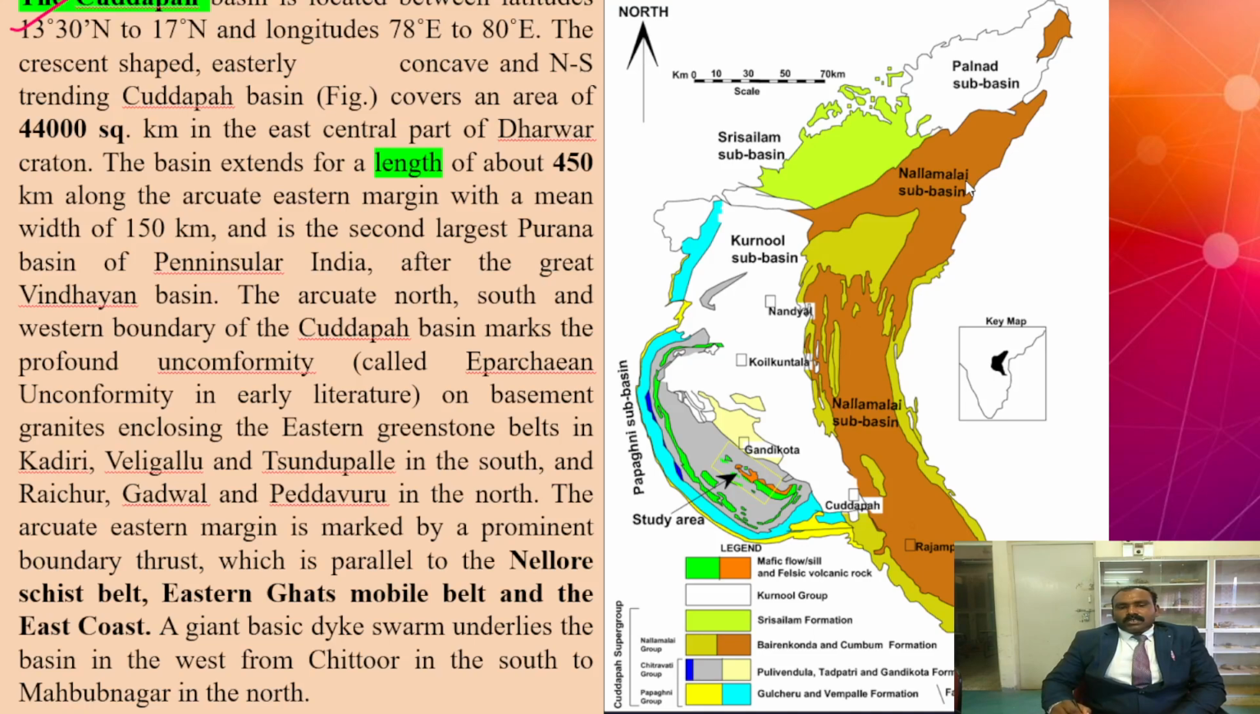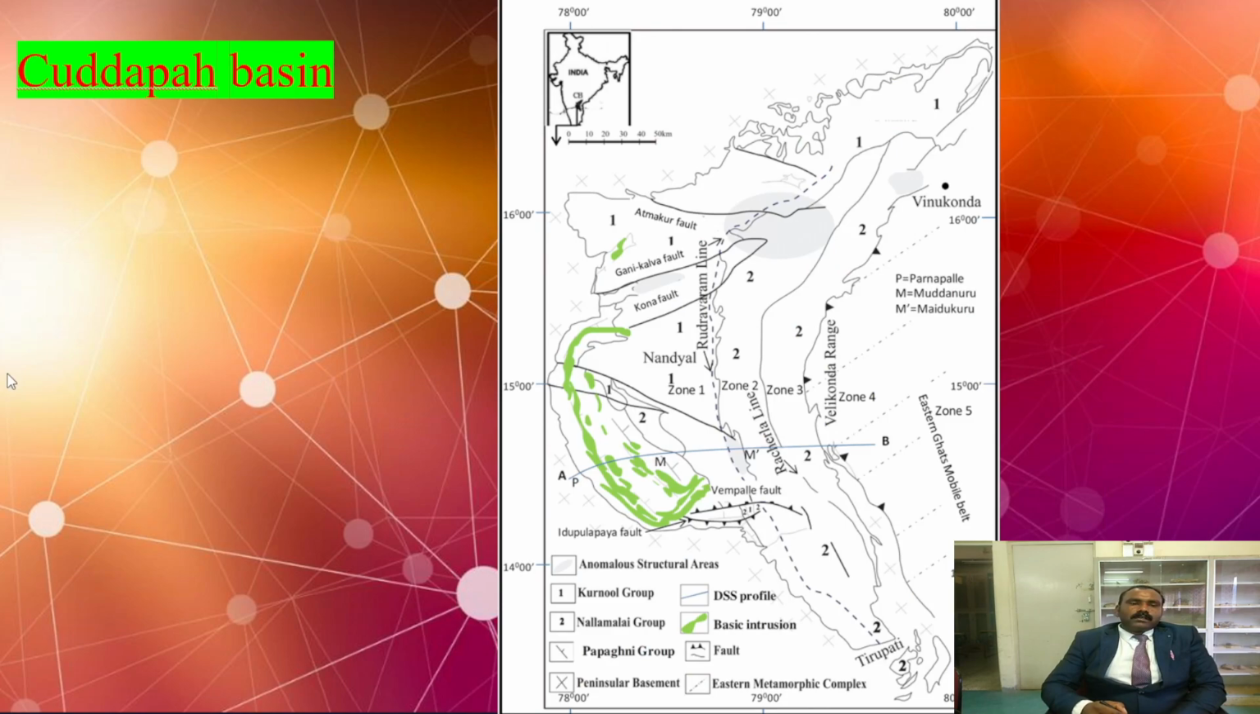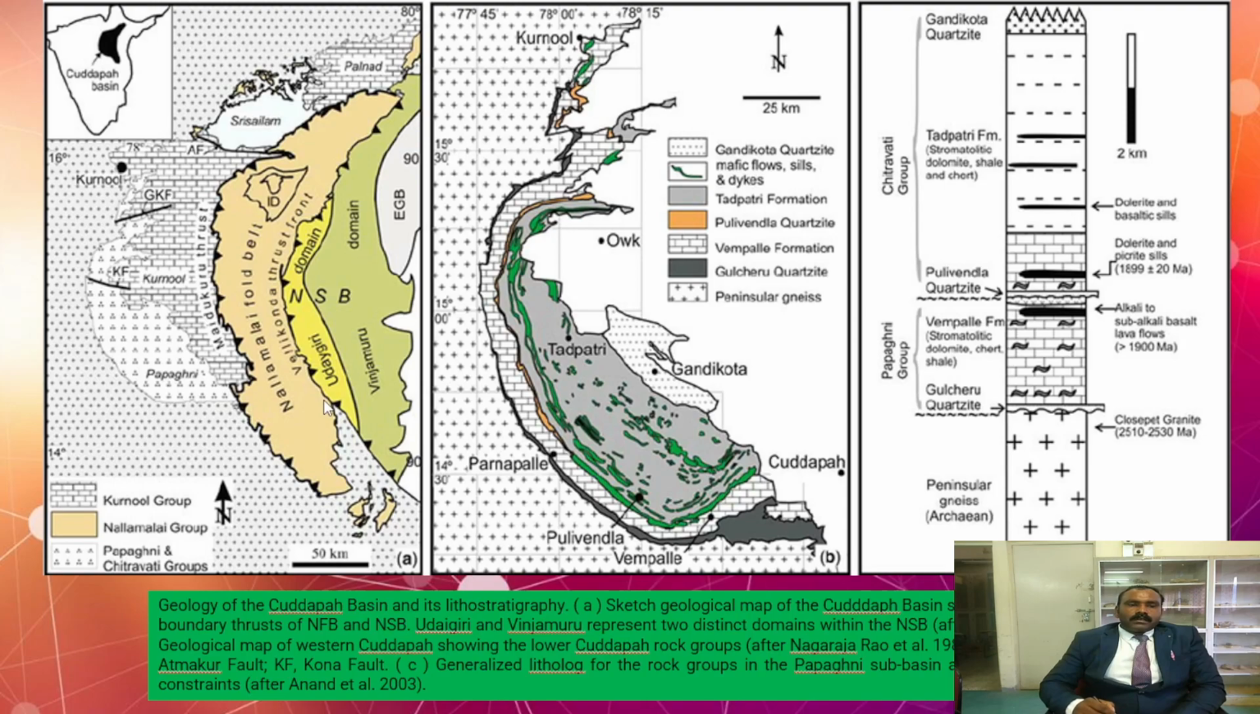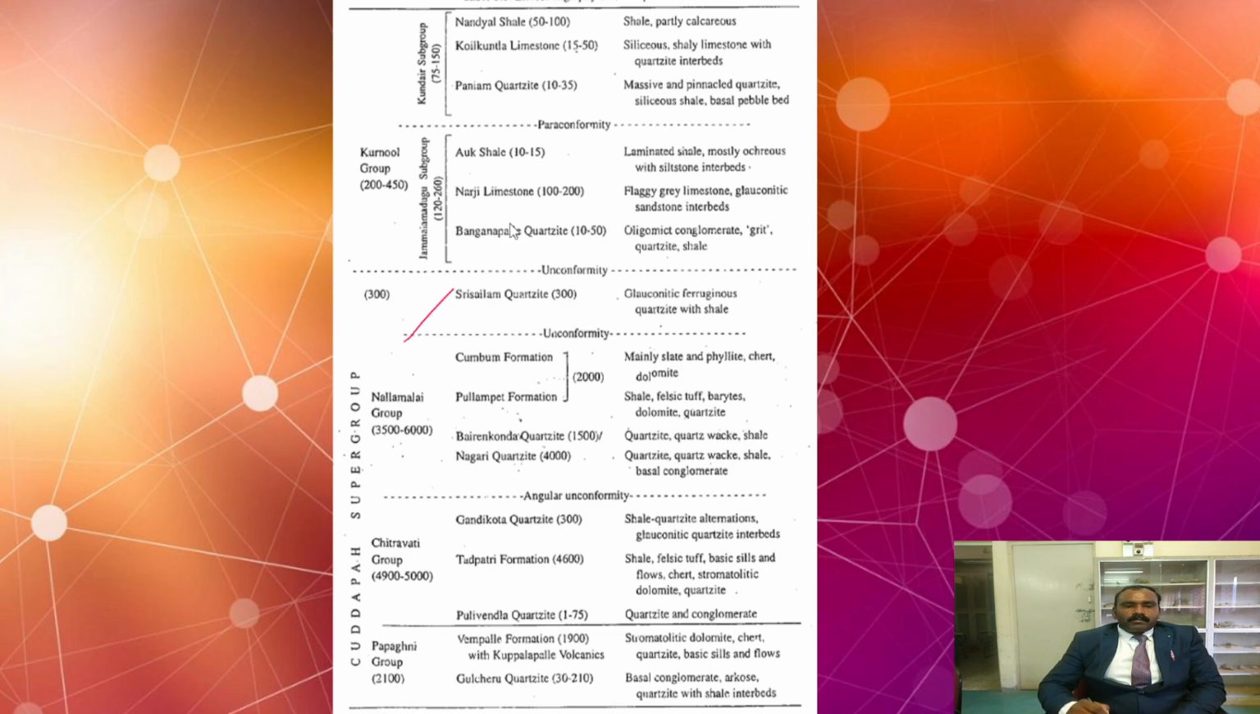Coming to the next Proterozoic basin, that is the Kadapa basin, which has different portions, and that area covers about 44,000 square kilometers with a length of about 450 kilometers along an arcuate eastern margin. This is the crescent shaped Kadapa supergroup, which is situated towards the eastern side of the Eastern Dharwar Craton, and this is the Dharwar. This is the shape and the area of the Kadapa basin. The Kadapa basin is further divided into different folded belts, particularly the Nallamalai folded belt and the other Papaghni and so on. This is the lithostratigraphy of the Kadapa supergroup, where Papaghni is at the bottom and the Kurnool supergroup is situated at the top.